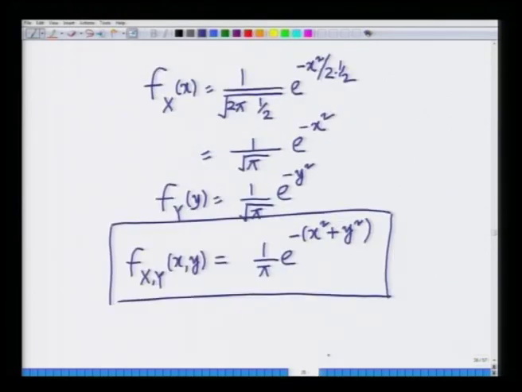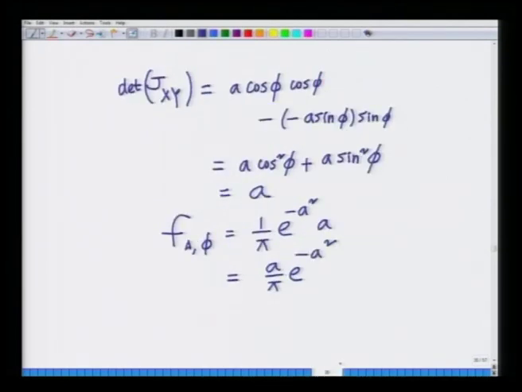The joint distribution of x and y can be derived as f(x,y) equals 1 over pi e power minus (x square plus y square), and we also derived the joint distribution of the channel fading coefficient in terms of a, the magnitude, and phi, the phase, and it is given as 1 over pi e power minus a square times a, that is a over pi e power minus a square. So, the joint distribution in terms of the variables a and phi is given as a over pi e power minus a square. Alright. Now, let me derive the marginal distributions.